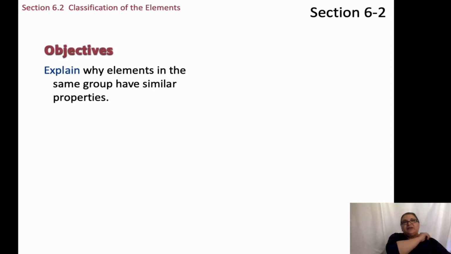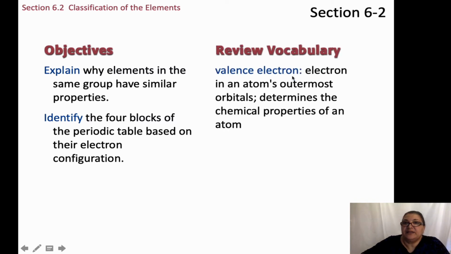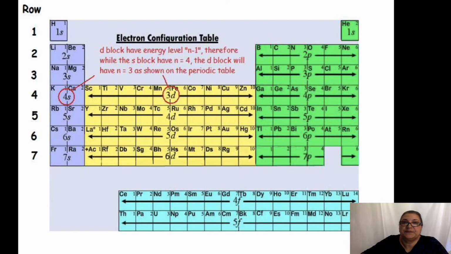Everyone. Today we're going over 6.2 notes. The objectives are to explain why elements in the same groups have similar properties, and we're going to learn about the four blocks, the S, P, D, F. The review term is valence electrons, which are the electrons in the outermost orbital, and they also determine the properties of the atom.